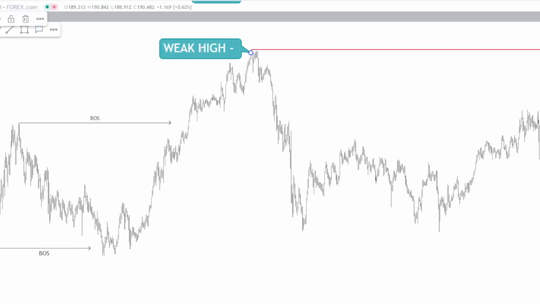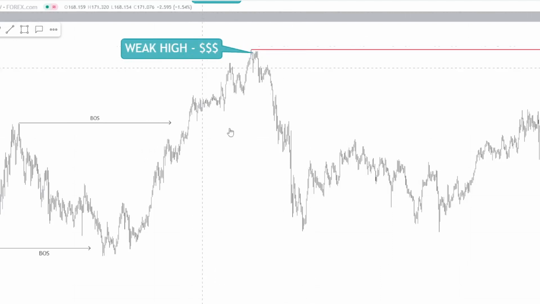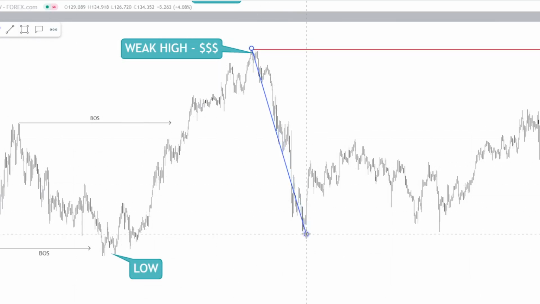The reason why it's a weak high is because it doesn't break the low. It doesn't make a new low, right? So the low is down here. This is the low of the market on the weekly time frame. This high fails to actually make a new low. So this high becomes weak.